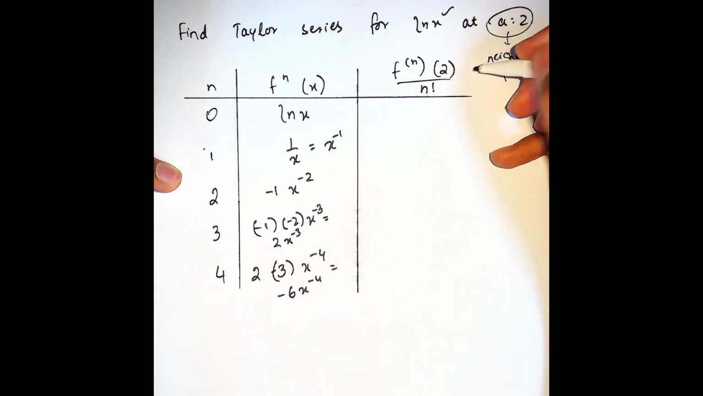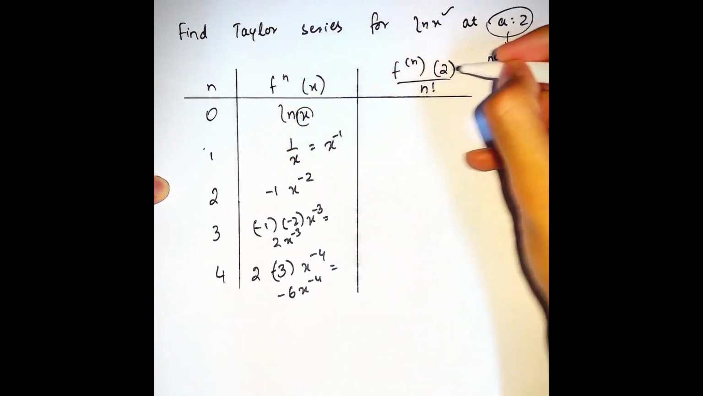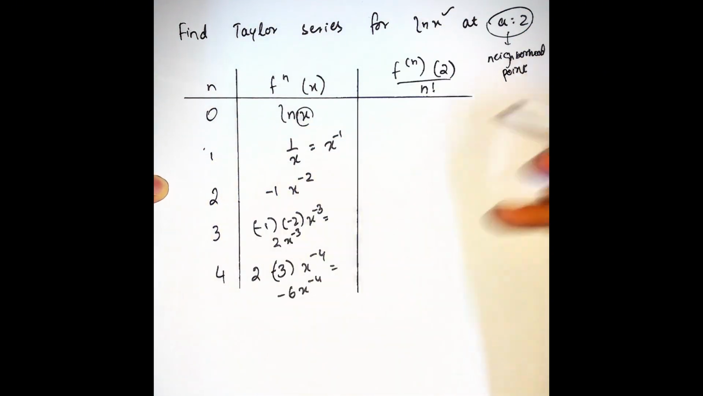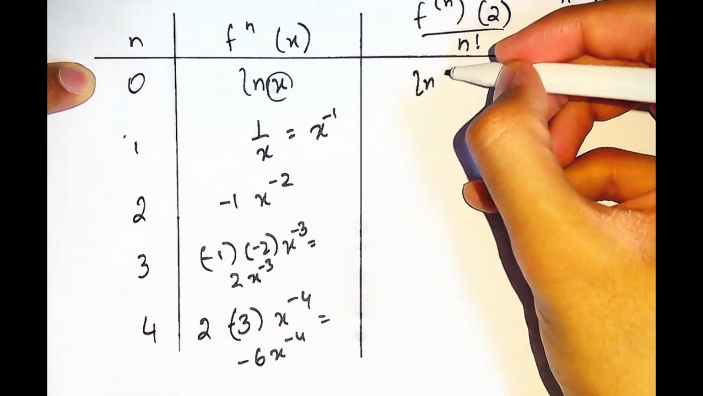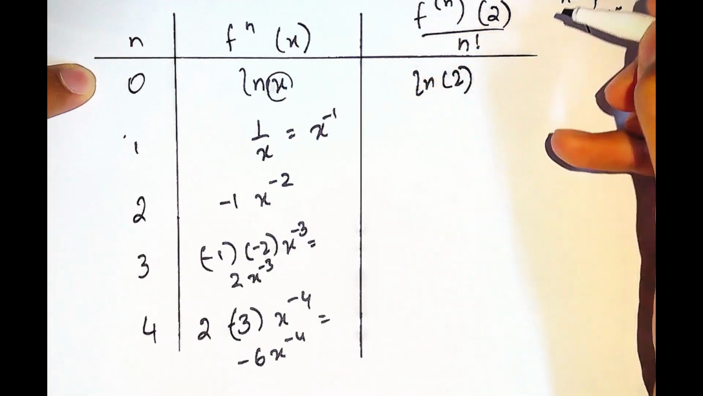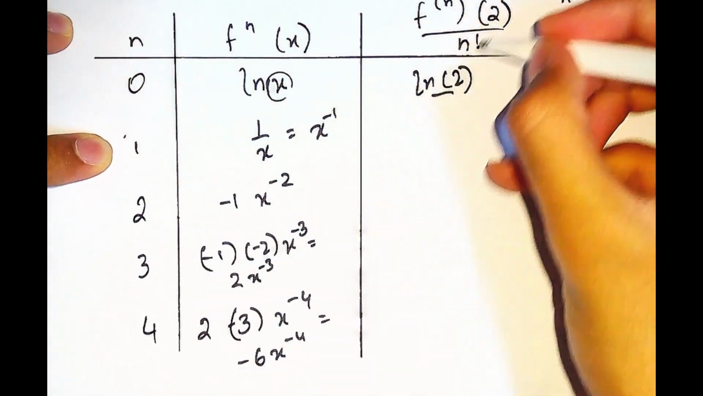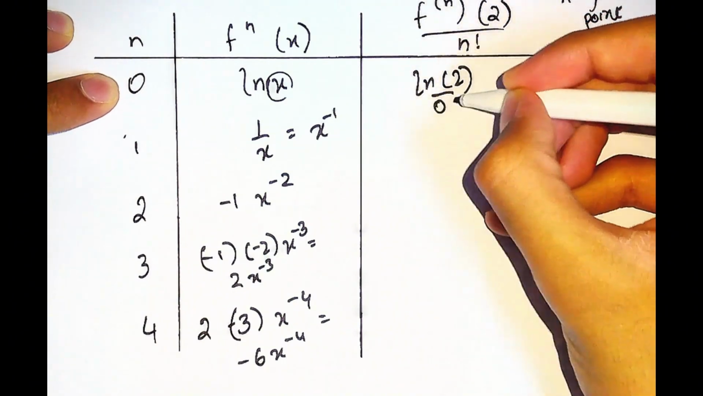Okay, so now let's put this into the formula, and let's put the value of x, 2, divided by n factorial. So what is n? These things right over here. So for the zeroth derivative, it was natural log of 2, because the value of x given to us is 2. And also of course we have to divide it by n factorial. For this case, n is 0, so 0 factorial.